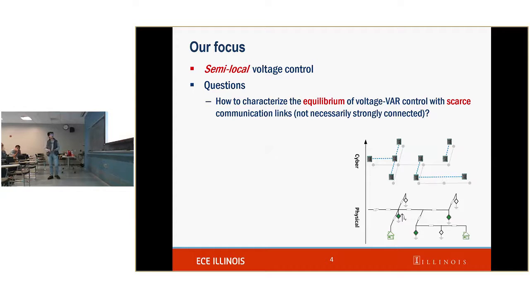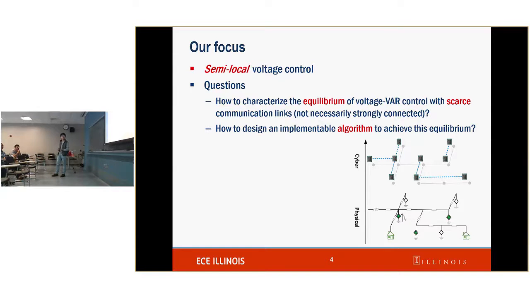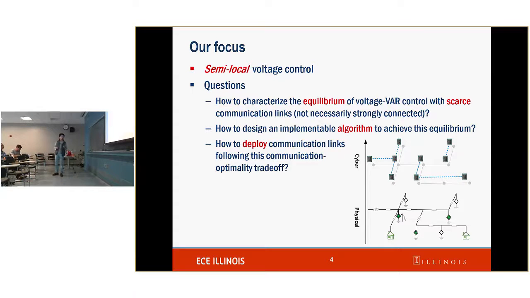So we are interested in answering the following questions under this paradigm. The first question is what the system will end up being under this paradigm, meaning how can we characterize the equilibrium of this voltage var control with such scarce communication links? And after that, we want to design an algorithm that respects these communication limitations to achieve this equilibrium. And the third one, also the ultimate goal of the work, is to try to find an optimal way to deploy the communication links that can maximally improve the system performance. We are going to answer these questions one by one.